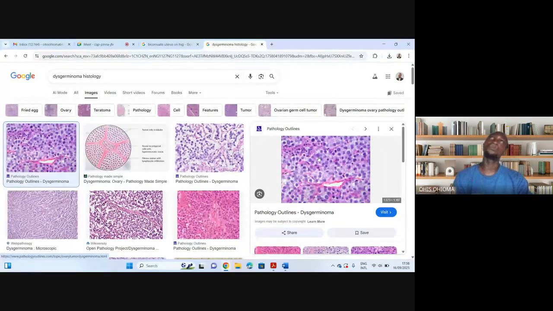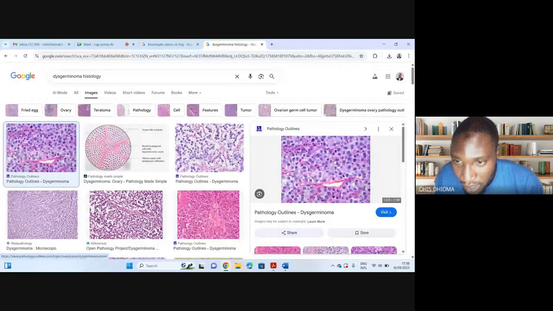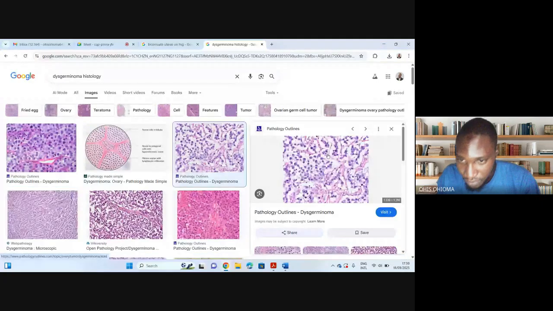What I think you should do is that if you are given a histology slide and you suspect a dysgerminoma, measure the whiteness surrounding the nucleus. If it's quite significant, like the ones you're seeing here, I think you should go with a dysgerminoma. The whiteness is much more distinct around the nucleus.